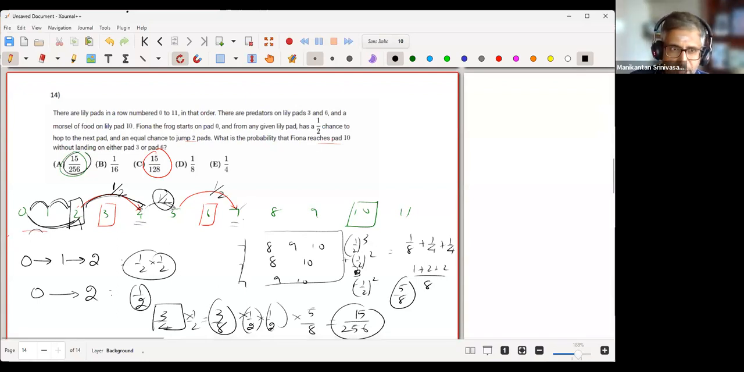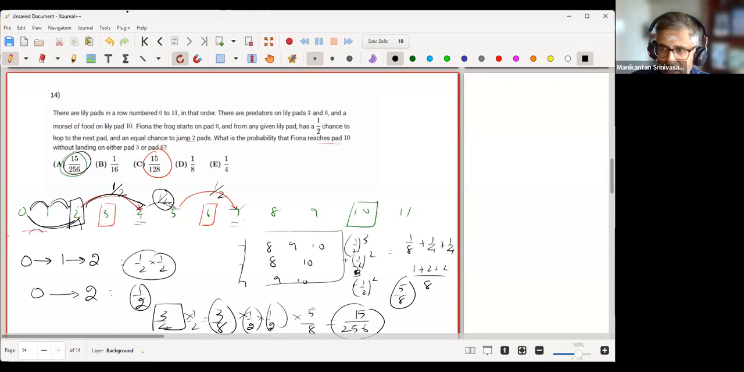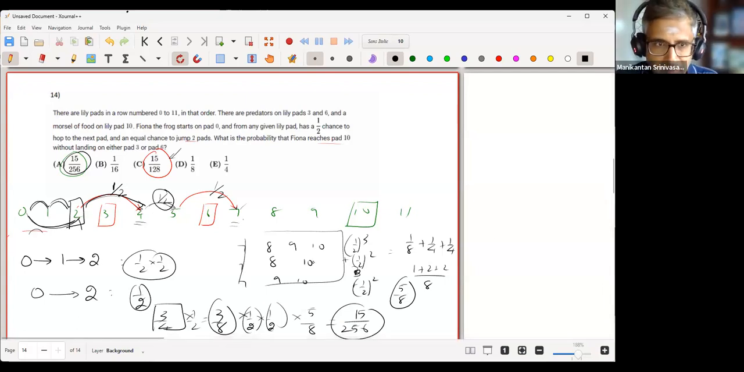So whoever got 15 by 128, do you agree that was wrong? I don't have the answers offhand, but it seems like 15 by 256 is right. Whoever got 15 by 128, do you agree I found your mistake? That was me only, but I couldn't read my handwriting, so it was 256 only. Okay, all right, good.